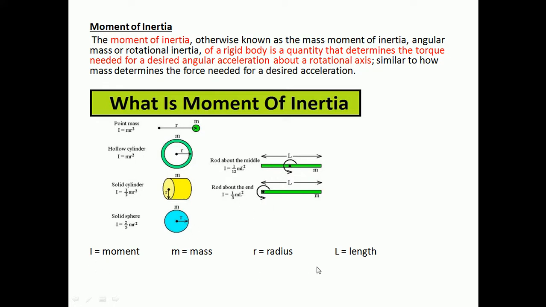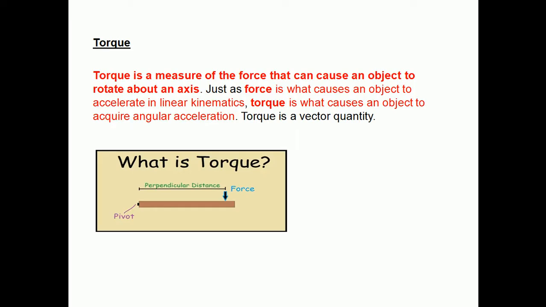Here we just mention I means the moment of inertia, m means the mass, r means the radius, and l means the length in the case of the rod. So these formulas we will be using in the next examples when we go on. So on this page we learned what the moment of inertia is. In the next page we will be looking at the torque.